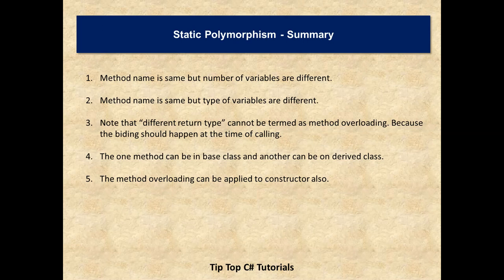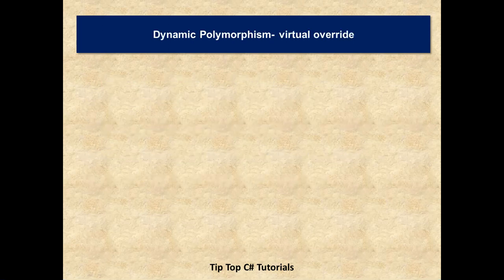Now we'll try to cover another type of polymorphism, that is dynamic polymorphism. To understand dynamic polymorphism, we need to understand three main keywords. One is virtual, another one is override, third one is sealed. To understand all these things, let's flip to Visual Studio.